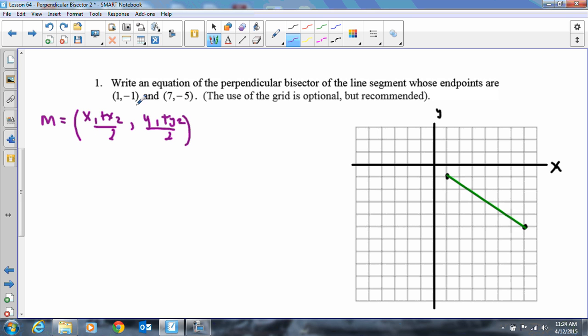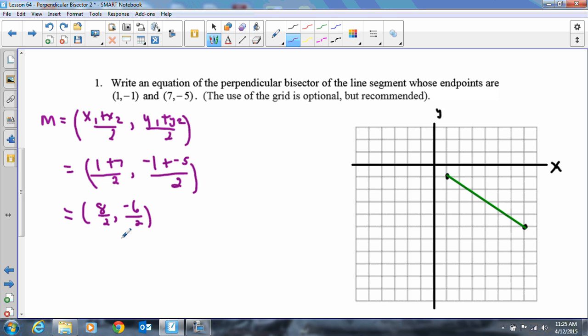And I'm going to use these 2 points that they gave me. So my x1 plus my x2 is 1 plus 7 divided by 2, comma, -1 plus -5 for my y's divided by 2. That will give me 8 divided by 2, comma, -6 divided by 2. And when I divide by 2, I should have 4, comma, -3. And this is my midpoint. If you will, please put a star on this one, because that's one of the things that you're going to plug into your equation. This is something important.